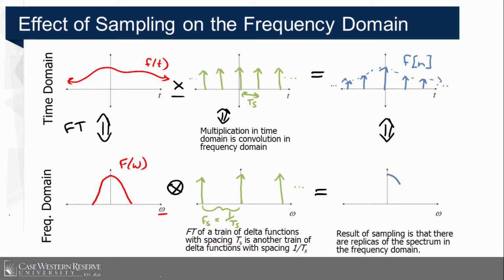All right, so I'll have exactly the same as capital F of omega centered around 0, but wherever I have a delta function at fs, minus fs, I'm going to also have exactly a replica of the spectrum. And this is again due to the convolution between my capital F of omega and this train of delta functions with an interval of capital Fs.